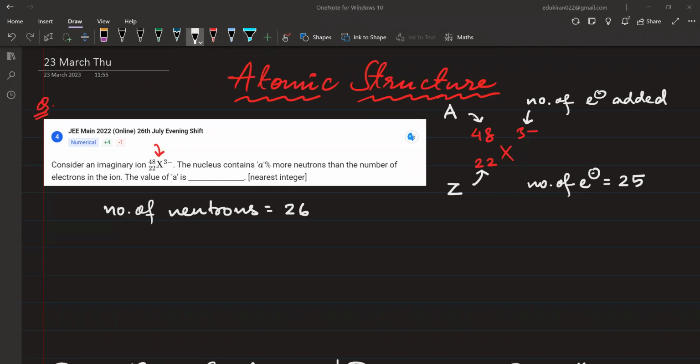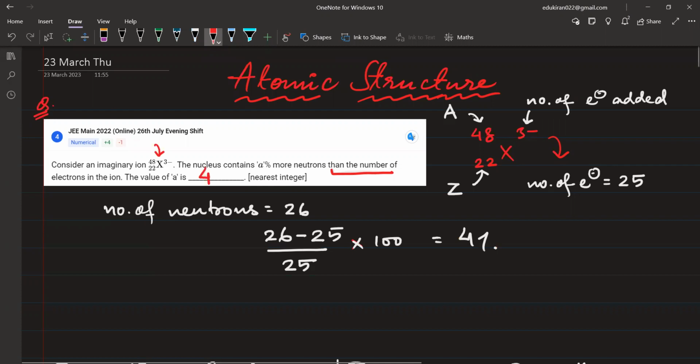So tell me, how many percentage greater? What will be the value of A? अब maths हो गया ये, है ना? कैसे निकालेंगे? You have 26 minus 25 upon 25. Because what is A% more neutrons than the, that means what is our basis? Comparison का basis क्या है? Number of electrons है. That is why we are subtracting 25 from 26 and also dividing by 25 into 100 कर दीजिए. This will be equal to how much? 4%. So the answer will be 4.